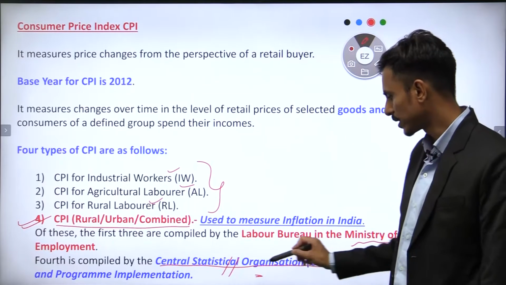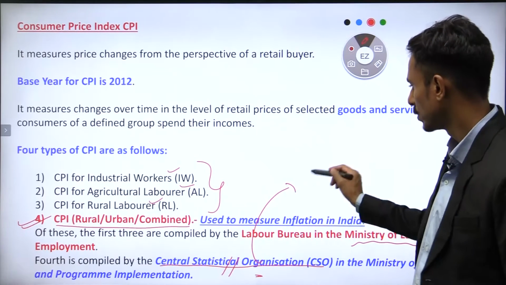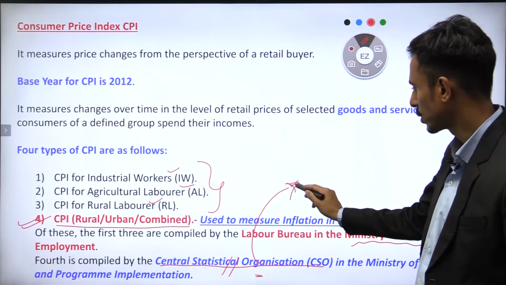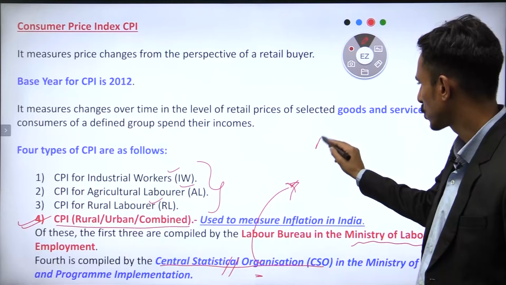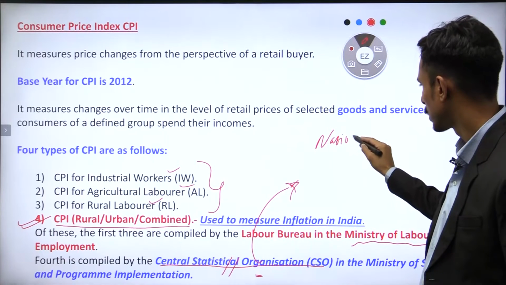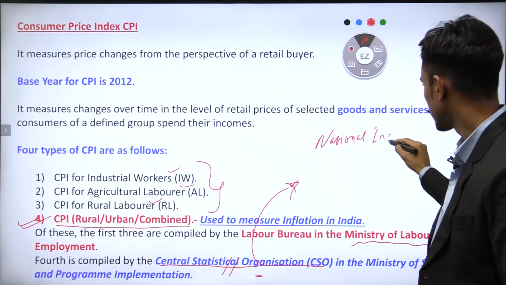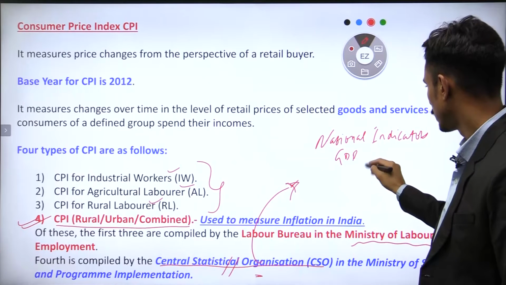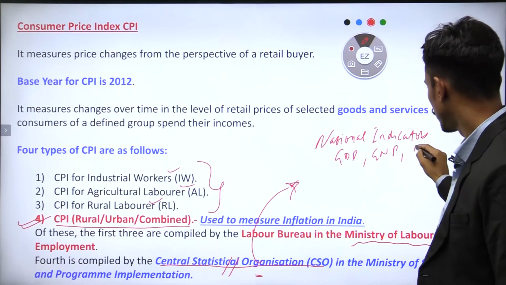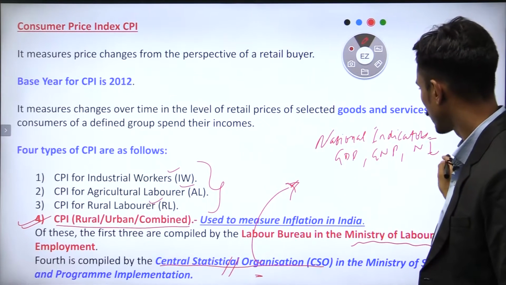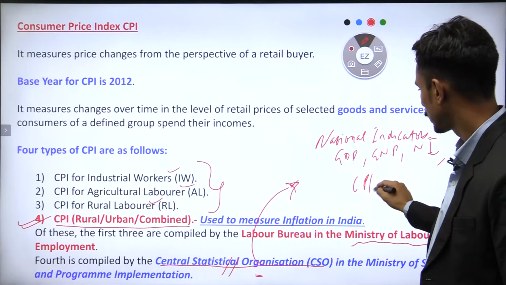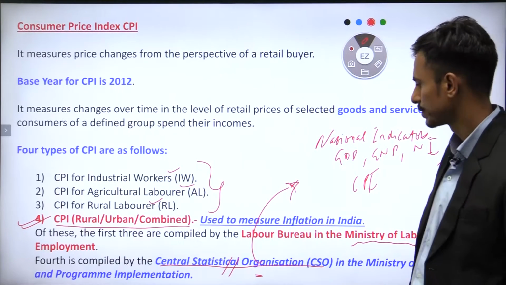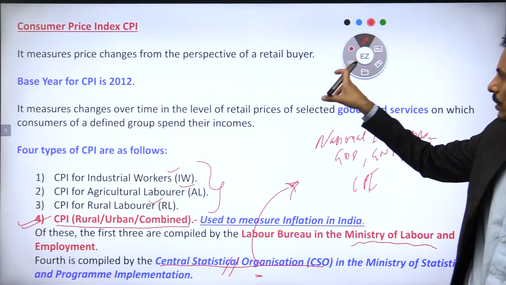And you would be knowing that the CSO is tasked to come up with the figures of national indicators like GDP, GNP, national income, similarly CPI, etc., right? So I hope it is clear.